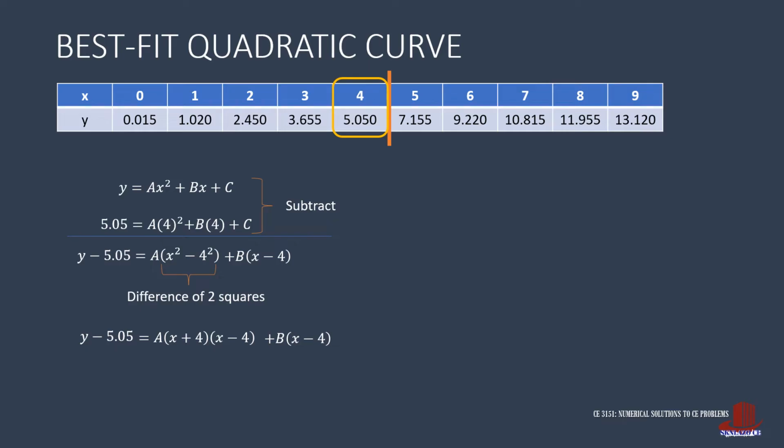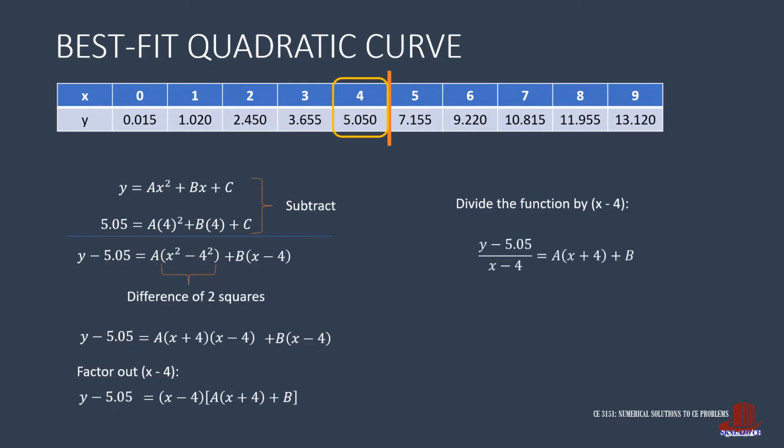By the expansion, notice that there is a redundant binomial x less 4, which we are to factor out again. So the function becomes y minus 5.05 equals the factored binomial of x minus 4 multiplied by a with x plus 4 plus b. Take out x minus 4 from the right, making y minus 5.05 all over x minus 4 equal to the binomial of a with x plus 4 plus b.